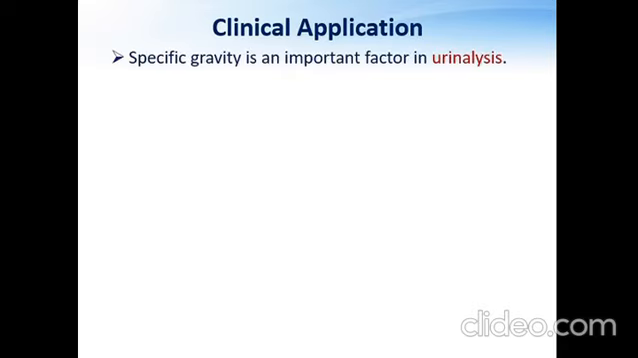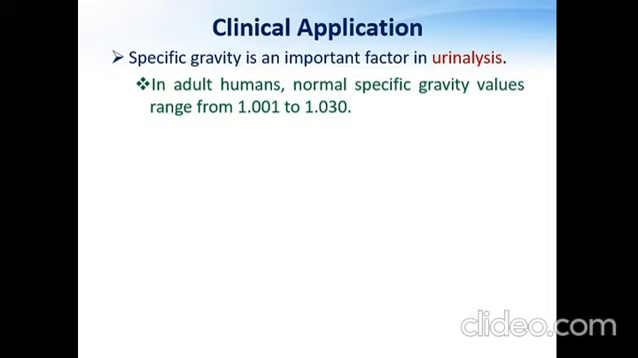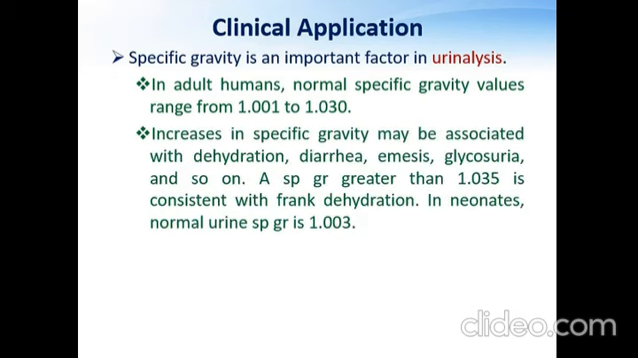This slide introduces the clinical application of specific gravity. Specific gravity is an important factor in urine analysis. In adult humans, normal specific gravity values for urine are from 1.001 to 1.030. Increases in specific gravity may be associated with dehydration, diarrhea, emesis, glycosuria, and so on.